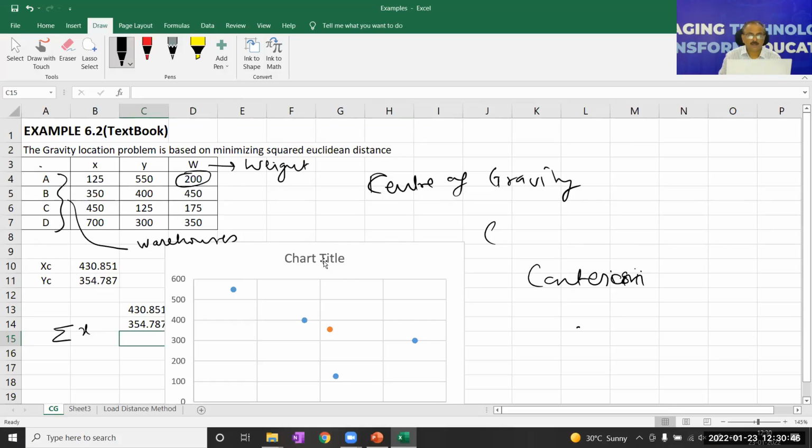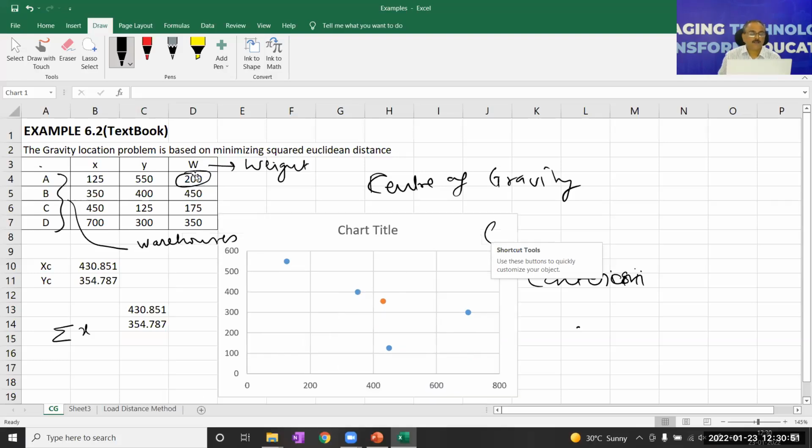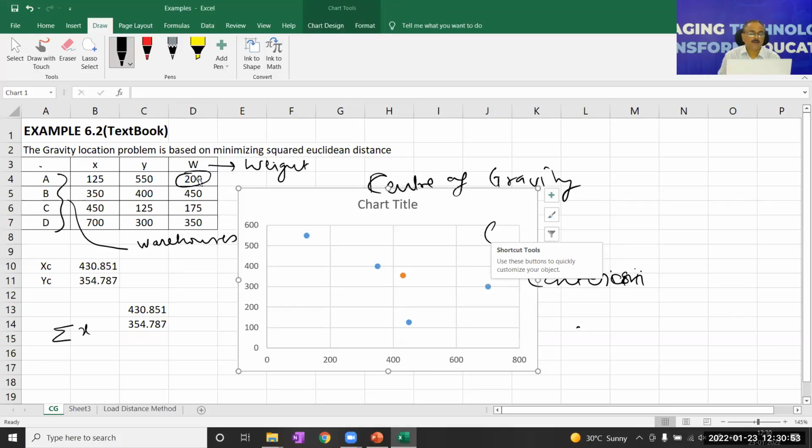So you can see that these are the 4 warehouses which will have a requirement in terms of the demand fulfillment, that is 200 at A, 450 at B, 175 at C, and 350 at D. And if you want to take a decision of locating the factory based on minimizing the squared Euclidean distance, which is used as a part of the center of gravity method, you will locate the factory at this particular location, whose coordinates in terms of x and y are 430 and 354.